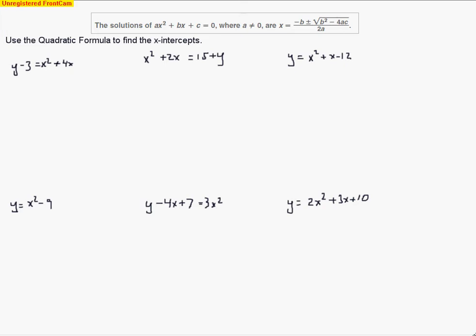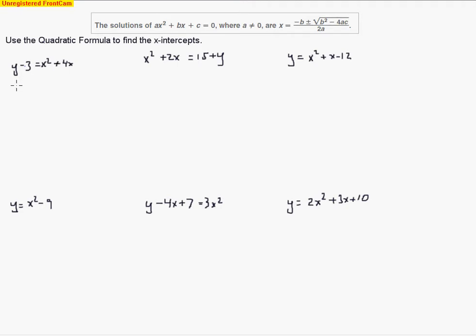Today we will be using the quadratic formula again to find x-intercepts. They can ask you to find x-intercept solutions. They all mean the same thing. Even roots are another way to represent the answer when we're trying to come up with a solution for the x values when y is 0.